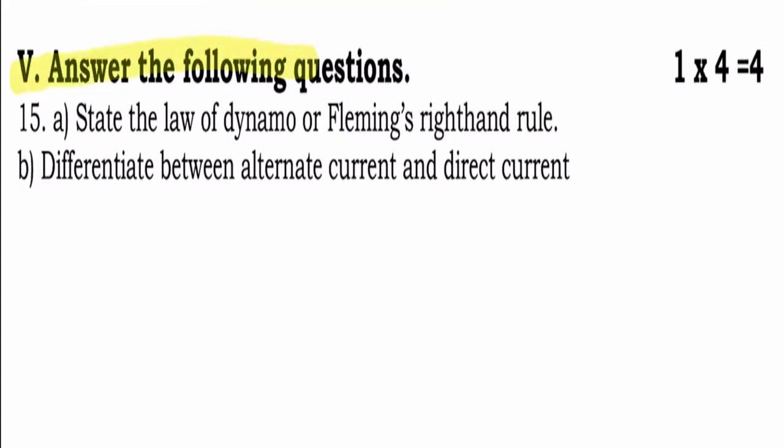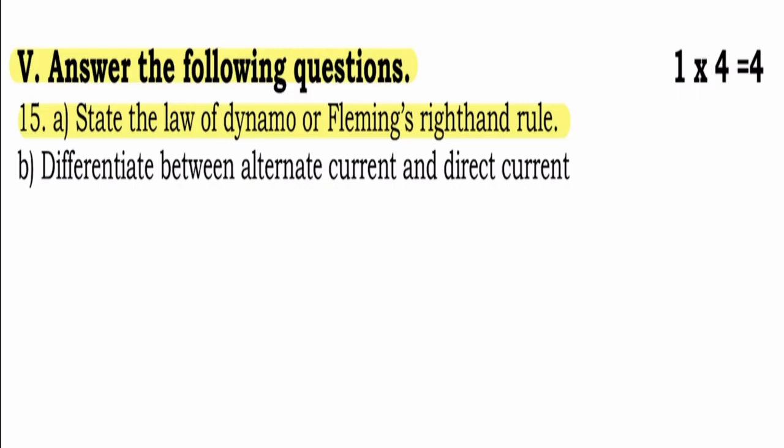Fifth main, answer the following questions. 15th A. State the law of dynamo or Fleming's right hand rule. Fleming's right hand rule states that if you hold your right hand with the thumb, index finger and middle finger mutually perpendicular to each other and align your thumb in the direction of motion of a conductor, your index finger in the direction of magnetic field, then the middle finger will point the direction of induced current. This rule helps in determining the direction of induced current in a conductor moving in a magnetic field.